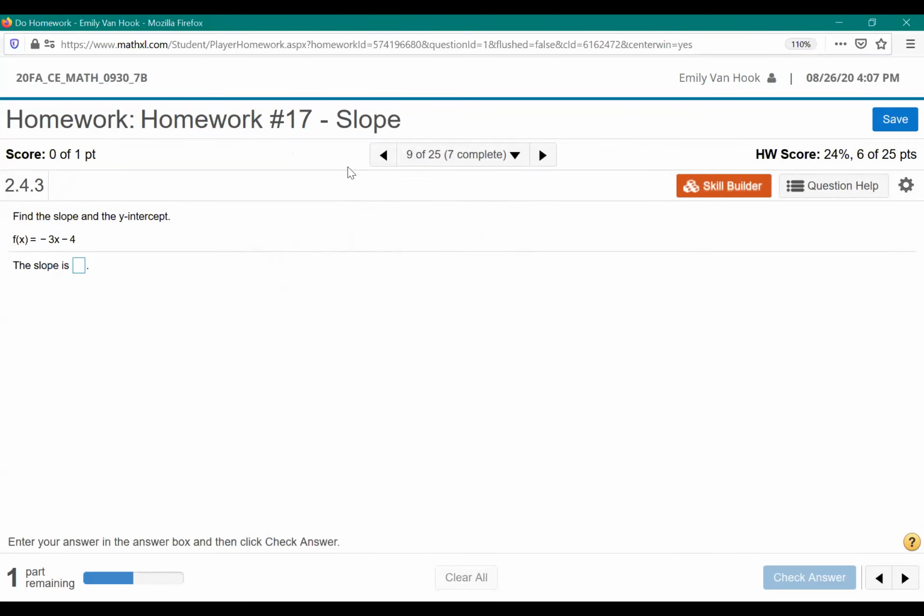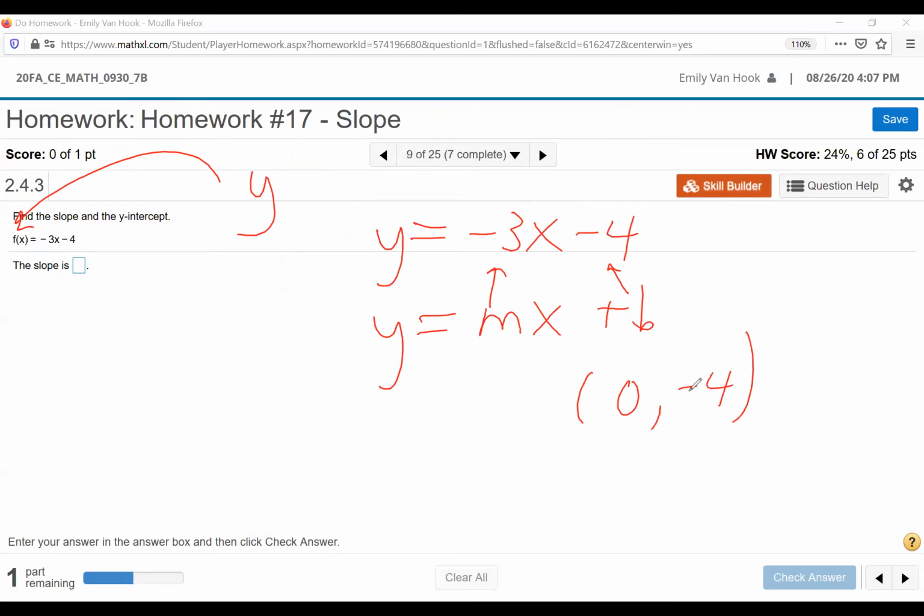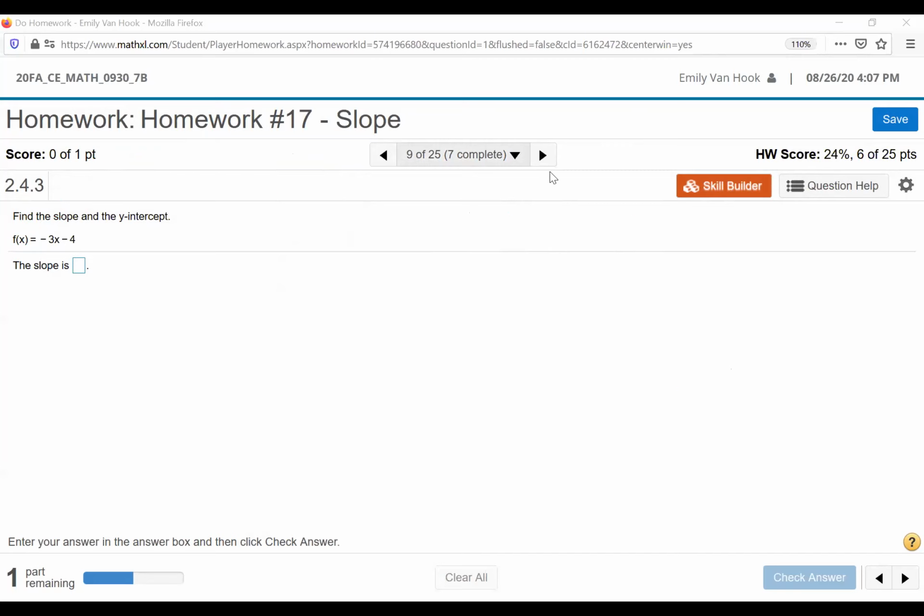Number 9 might look different. It's f of x equals negative 3x minus 4, but remember, f of x is still just y. So this is really just y equals negative 3x minus 4. And now it's back to just y equals mx plus b. So m, the slope, would be negative 3, and then b, the y-intercept, would be (0, negative 4). Okay, so very similar to the previous question.